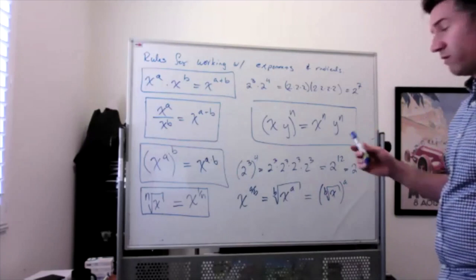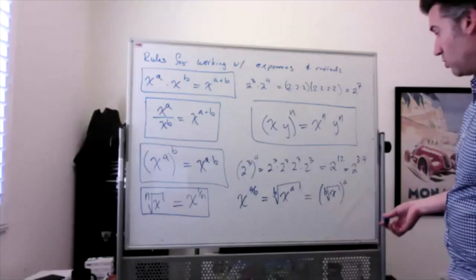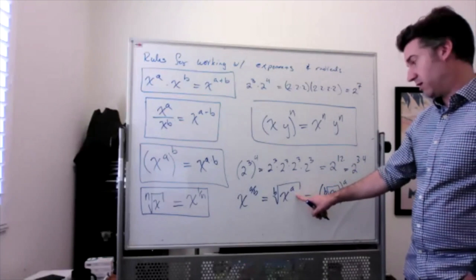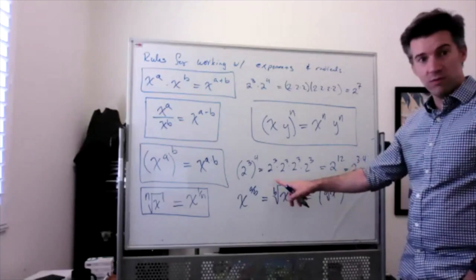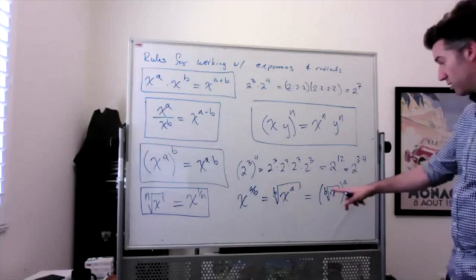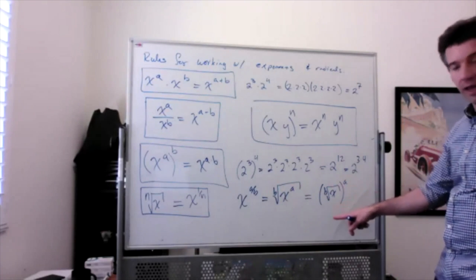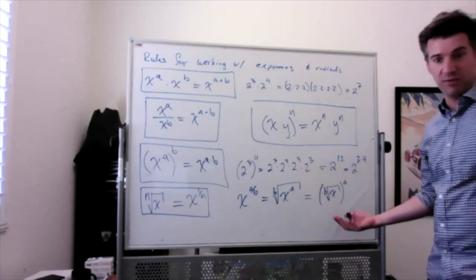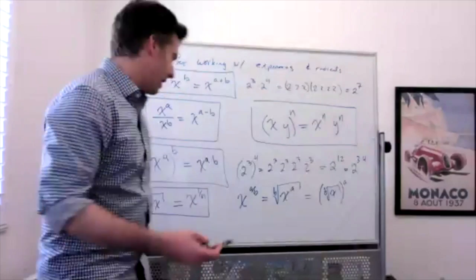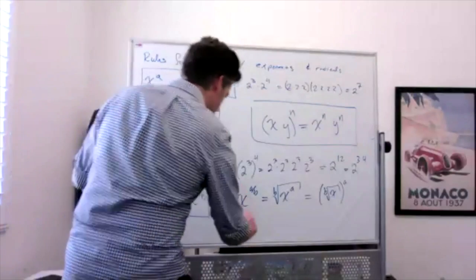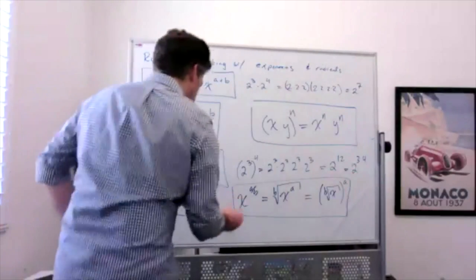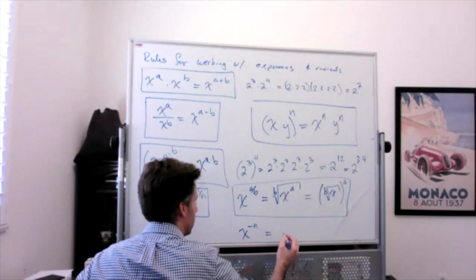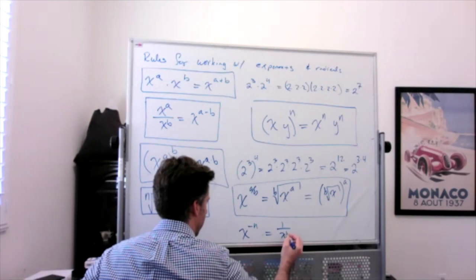So if you have something to a fractional power, you can either raise it to the numerator part first and then take the denominator root, or you can switch it and do the denominator root part first and then the numerator power. And we'll definitely talk about some examples of this today. And then lastly, sorry, let me put this in the box too. The last one we have is that x to the negative n is equal to 1 over x to the n.